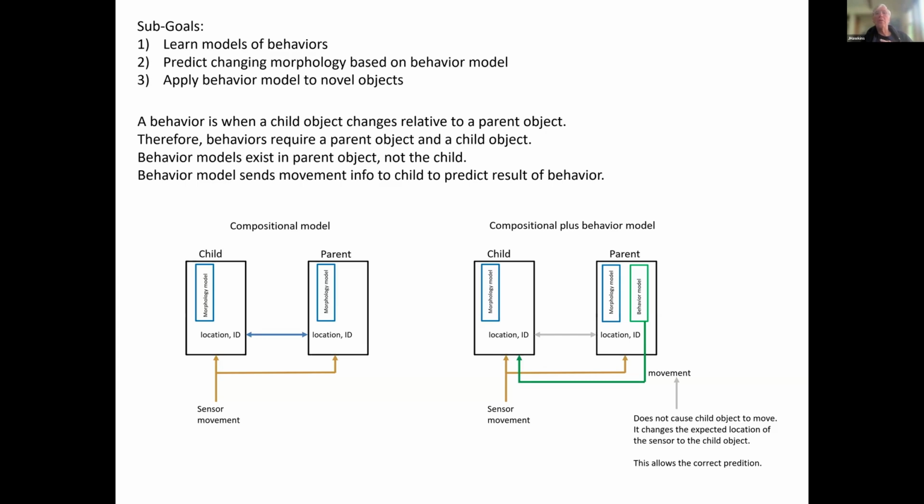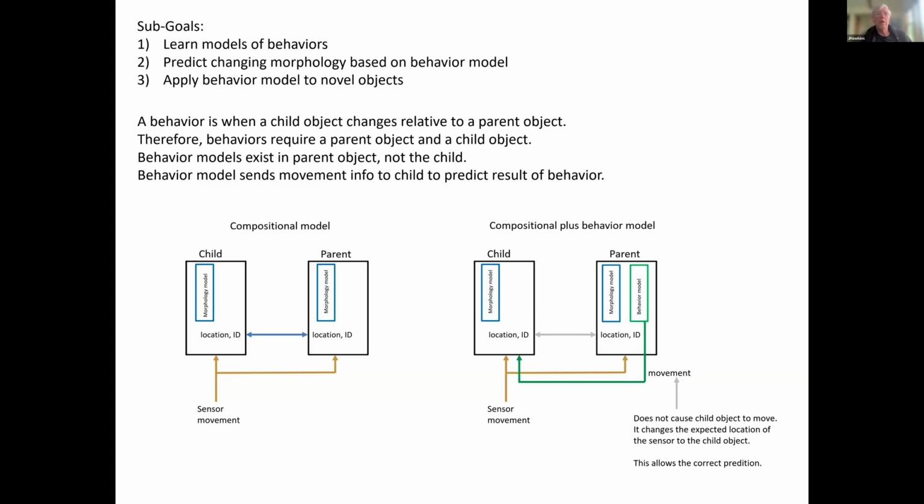You can't tie the behavioral model directly to a child object because we want to be able to apply the behavioral model to different children, different environments. So we can't tie the behavioral model in the parent to the morphology model in the child, because the behavioral model is going to apply to different children. So the only way you can do this is by sending a movement command to the child. That movement command does not cause the child object to move. It just changes the expected location of the sensor on the child object.